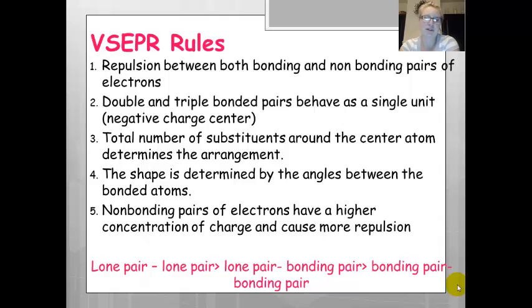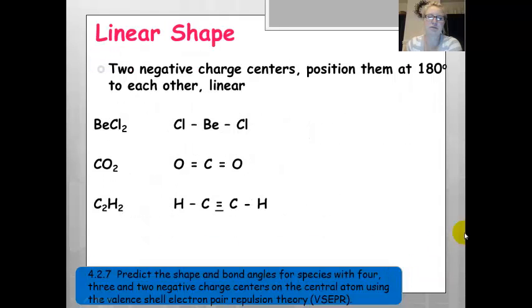And non-bonding pairs of electrons have a higher concentration of charge, and so repel each other more than bonded pairs of electrons. So in order, lone pair repulsion is stronger than lone pair bonding pair repulsion, which is stronger than bonding pair repulsion. So linear molecules are formed when you have two substituents and they're placed at 180 degrees apart to form a linear molecule, for example in BeCl2.